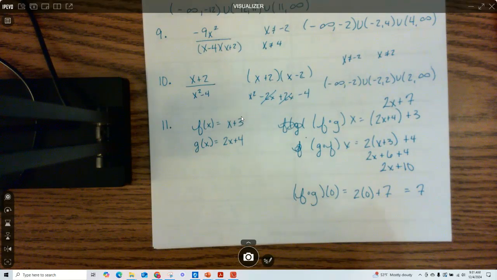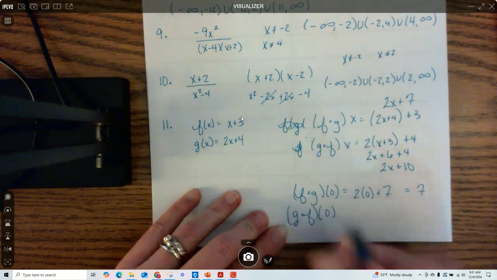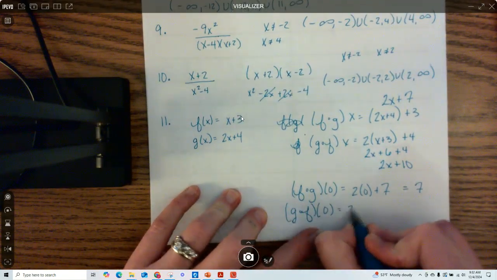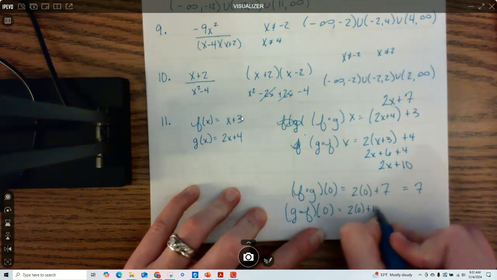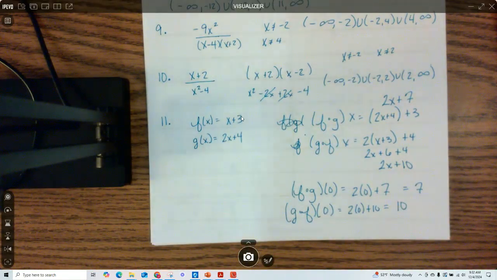And then it just has it reversed. So then G of F. And so that would be 2 times 0 plus 10, which would just give me a 10. Composition of functions.